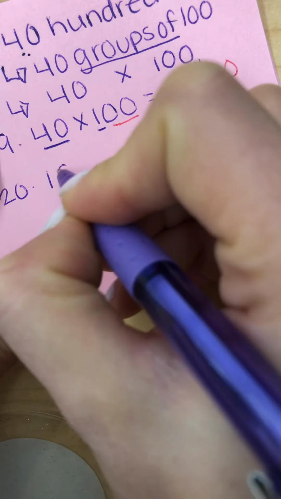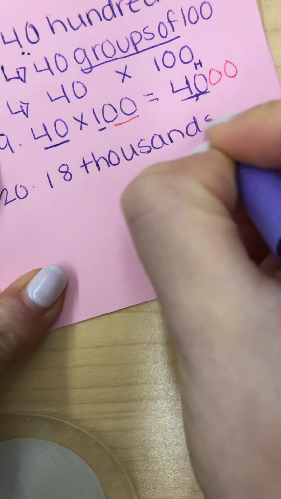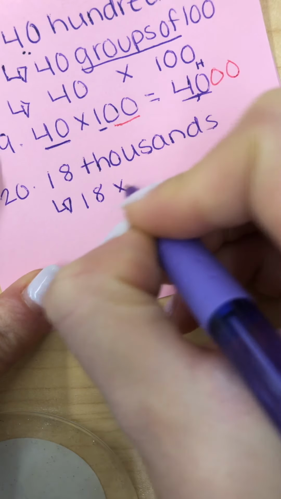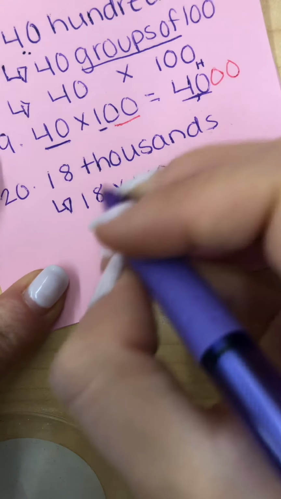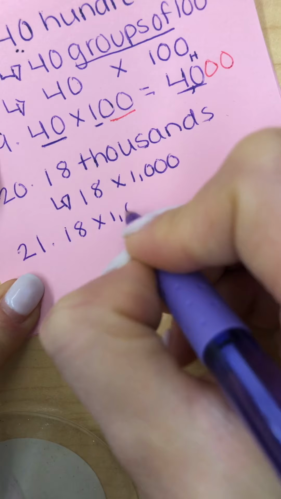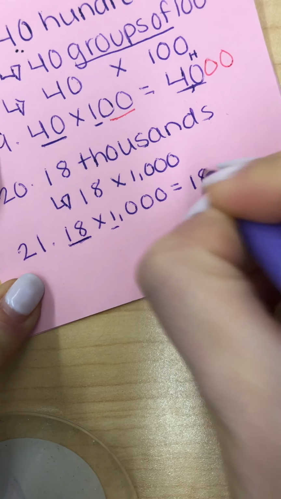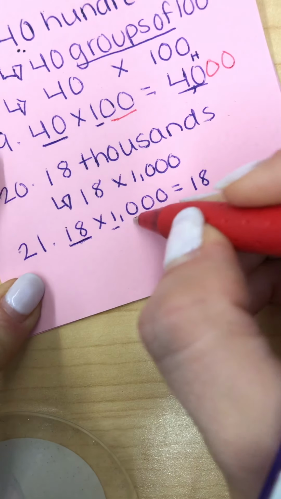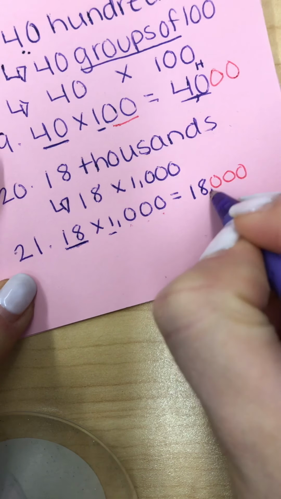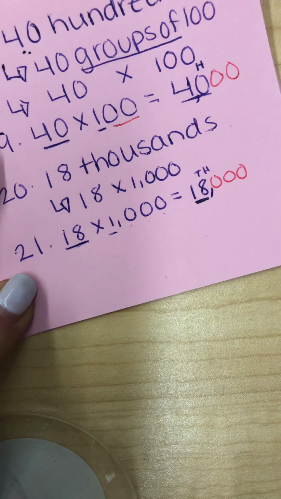All right, this time we have 18 thousands. Let's translate it. 18 groups of 1,000 is like 18 times 1,000, which is the same as 18 times 1 is 18. And then I'm going to take 1, 2, 3 zeros and affix them. And what do you know? We got 18 in the thousands place. That makes a lot of sense to me.